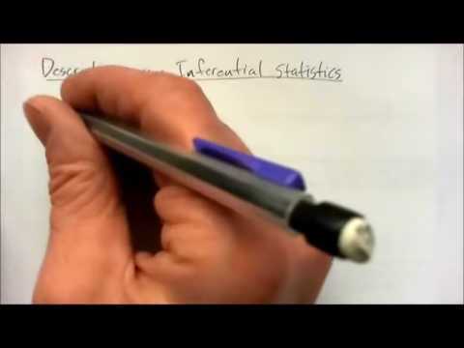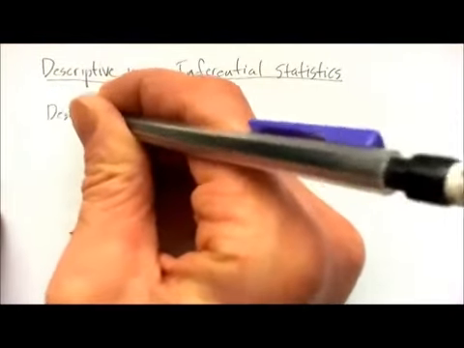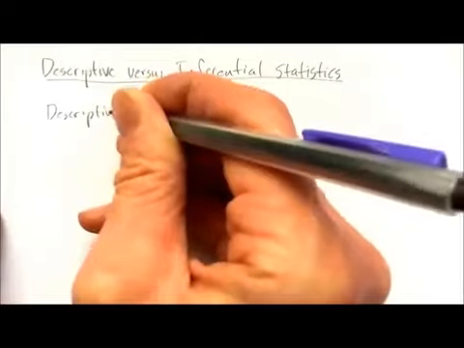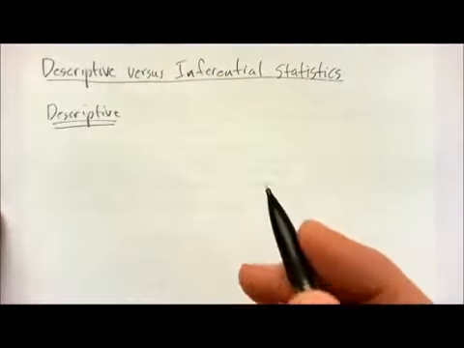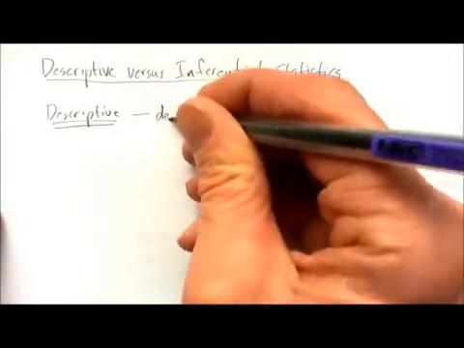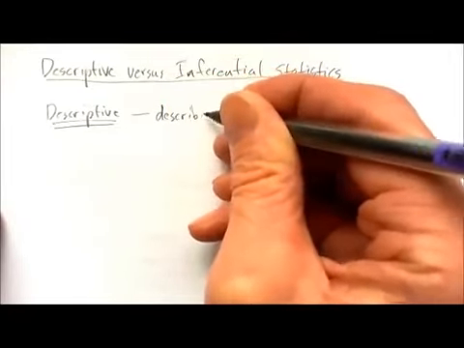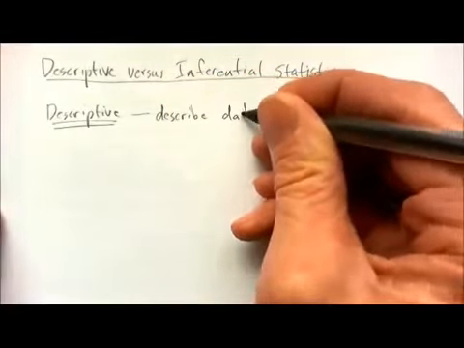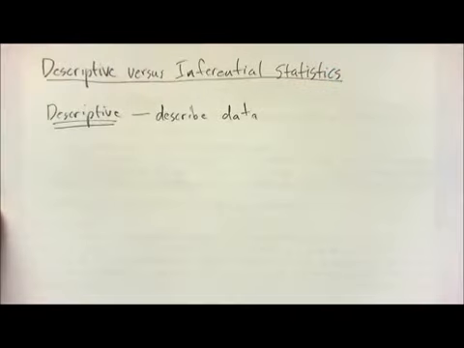When we're looking at descriptive statistics, the name basically says it all. Descriptive statistics are used to describe data. And we do this again by using various graphical summaries or summarizing with measures of center, spread, things like that.